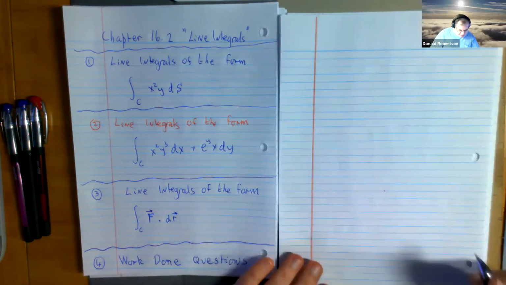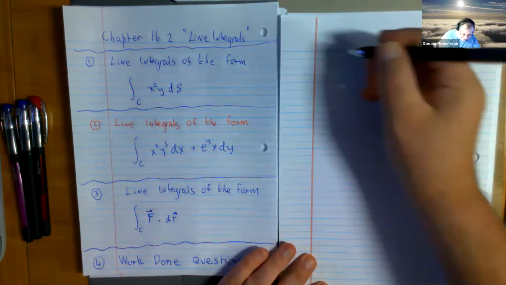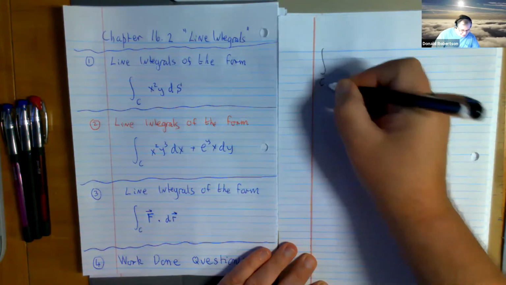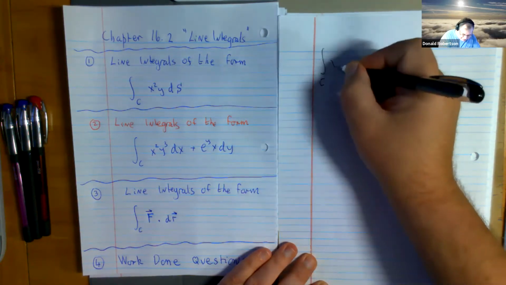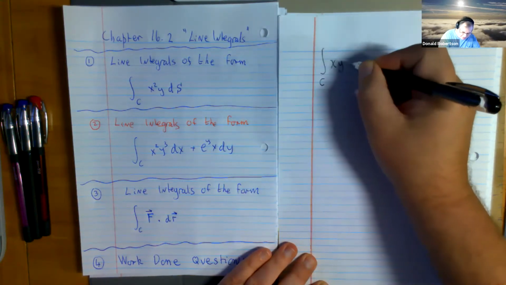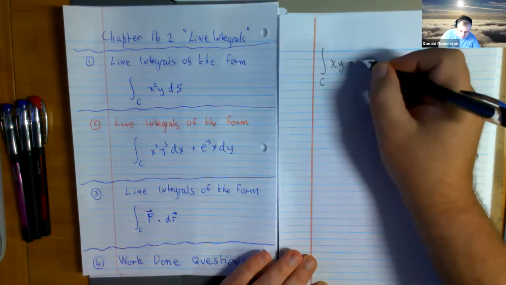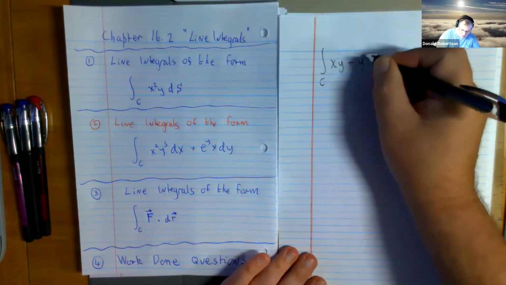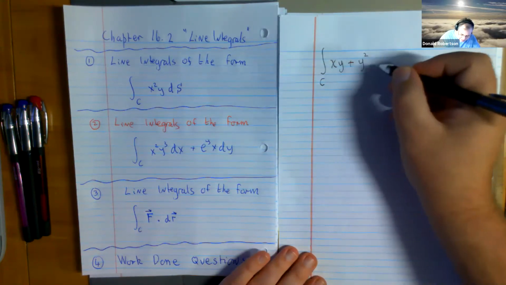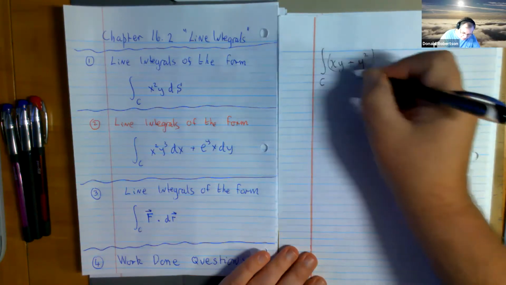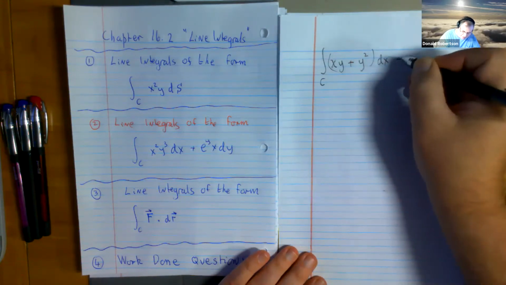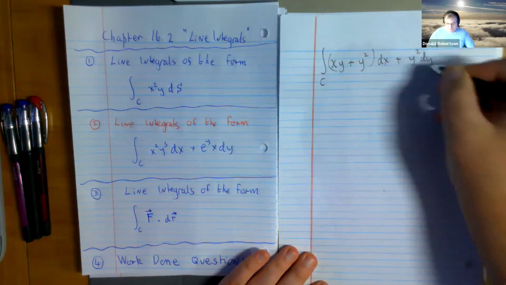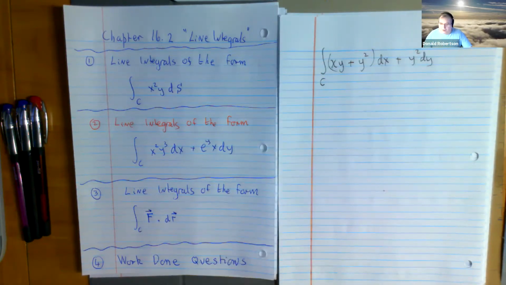So let's just do them. These I can make up pretty easily. Let's do a line integral over C of xy plus y squared dx plus y squared dy. So that would be an example of this.